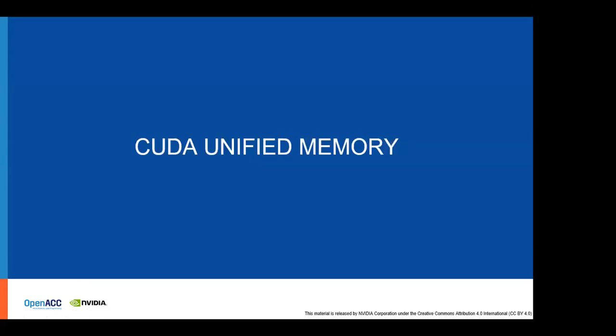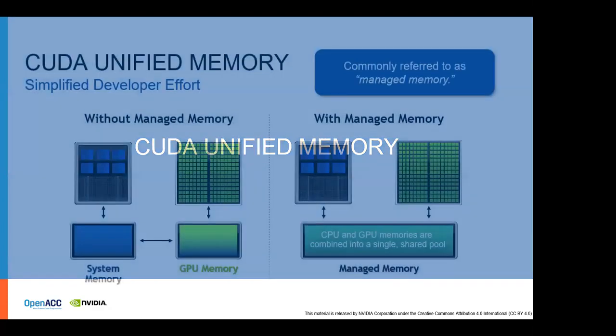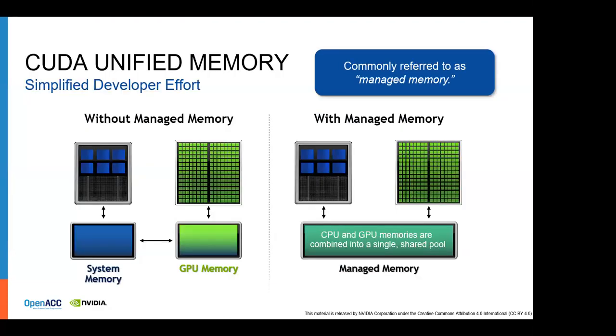However, a tool you may use is what we call CUDA unified memory, or managed memory. When we are not using managed memory, you have two physical and two logical memory systems. You have to explicitly move data from the CPU side to the GPU side, and back and forth.